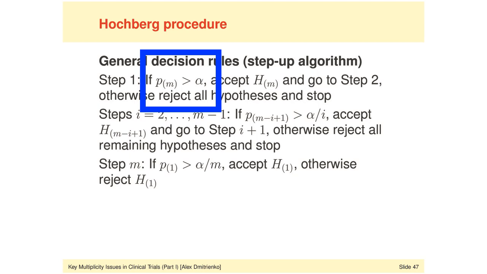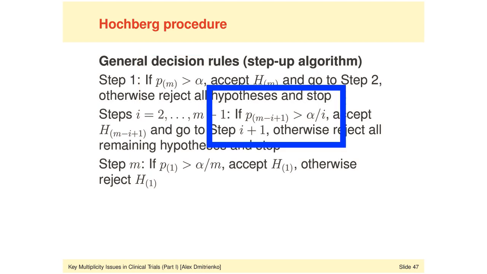But this was the first similarity, and the first difference is that, unlike the Hommel procedure, the Hochberg procedure does not borrow power across the hypotheses. If you look closer at the decision rules for each individual null hypothesis, you will notice that each decision rule depends only on the p-value for that particular hypothesis.